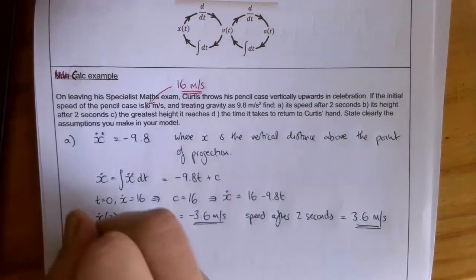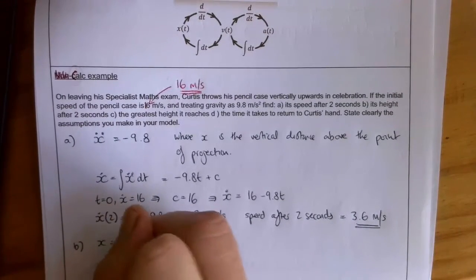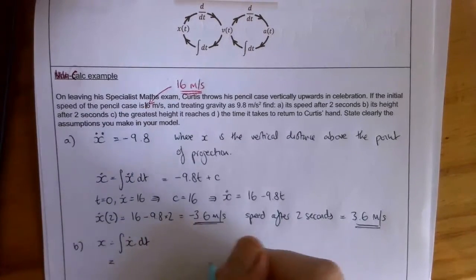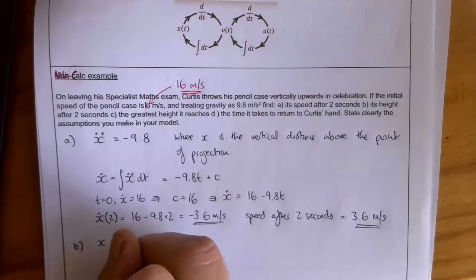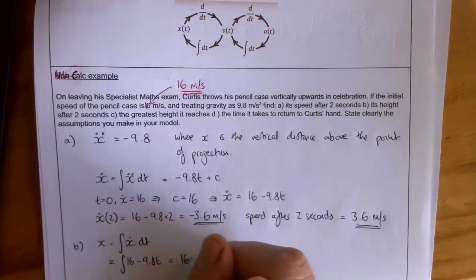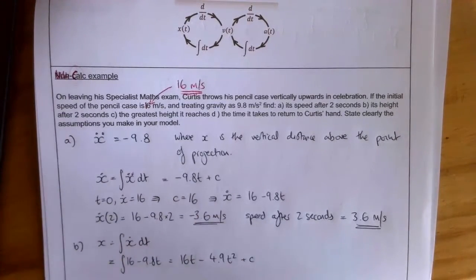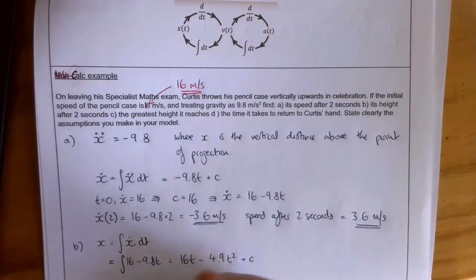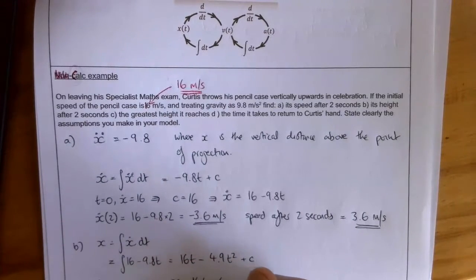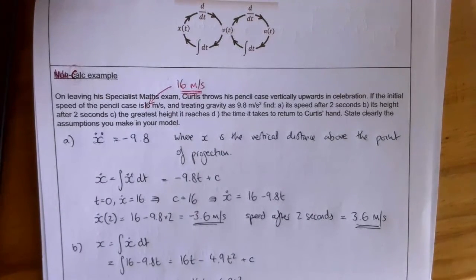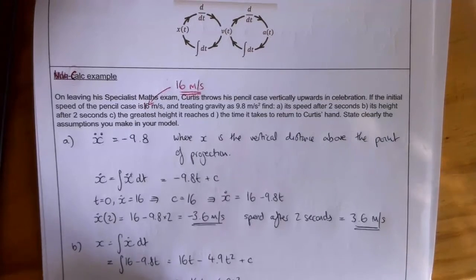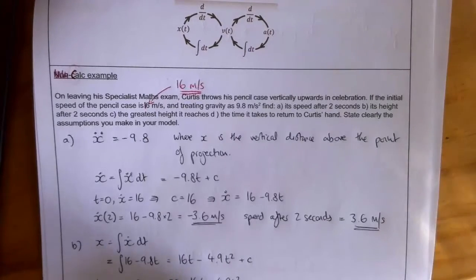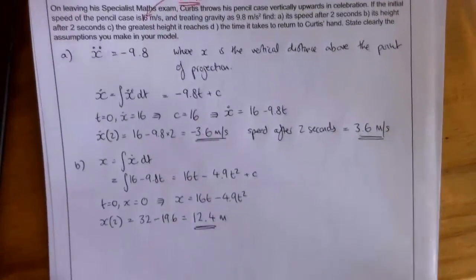Okay, part B, it's the height after 2 seconds. Well, height is position, so I need to anti-differentiate again. Anti-differentiating my expression 16 minus 9.8t gives me 16t minus 4.9t squared plus c. And since my initial height is 0, because I'm measuring from Curtis's hand, that's my definition, x is 16t minus 4.9t squared. We want the height after 2 seconds, so x of 2 would be 16 times 2, so that's 32, minus 4.9 times 4, so that's 19.6, so that is 12.4 meters. So a good bit of height.